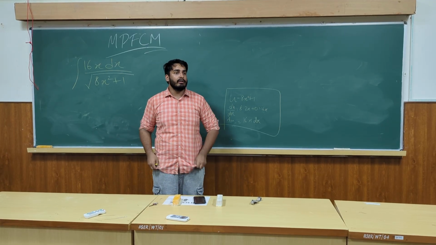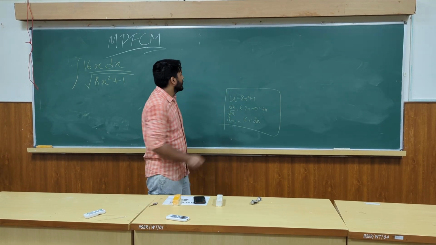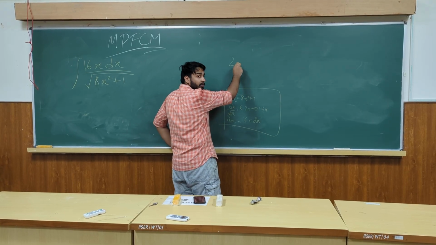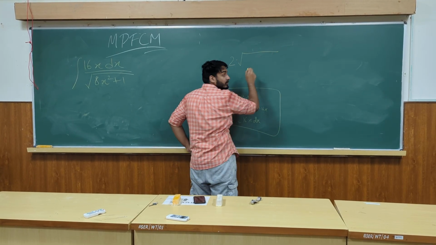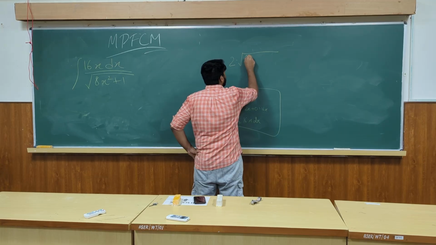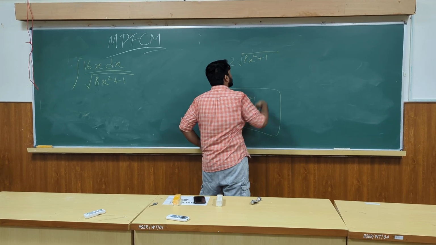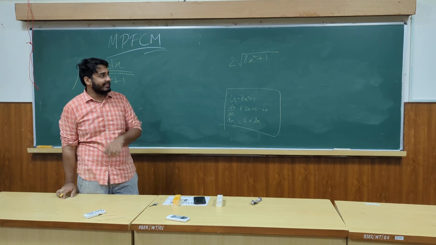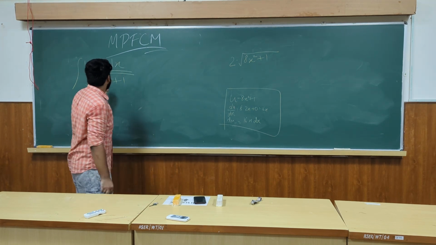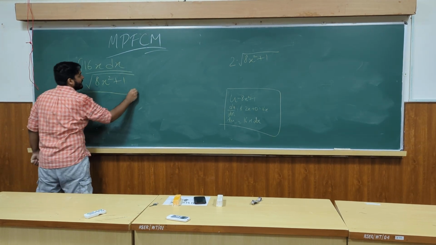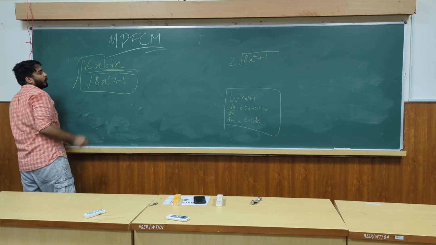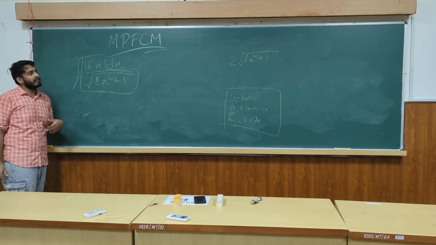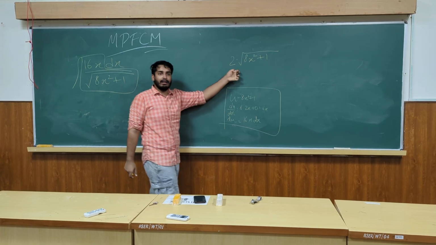2 into the square root of 8x square plus 1. But then, what I would like to point out is that, like I said, the integral means a function which, when differentiated, gives me the function here. So this is the correct answer.